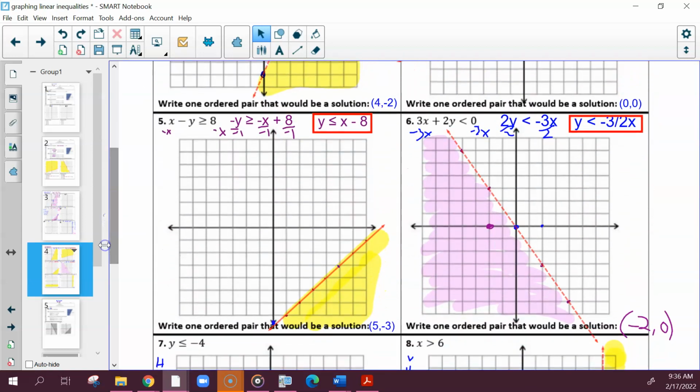Number 6. Your inequality was y is less than -3/2 x. So this was a dashed line shaded below. The point I chose was -2, 0, but any point in here would be a solution as long as it didn't fall on the line. Questions on that one?